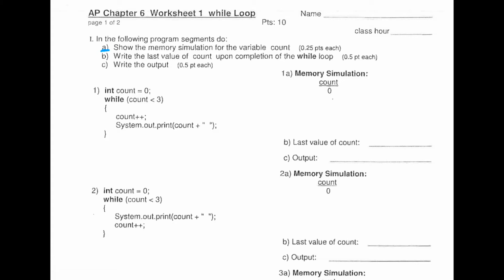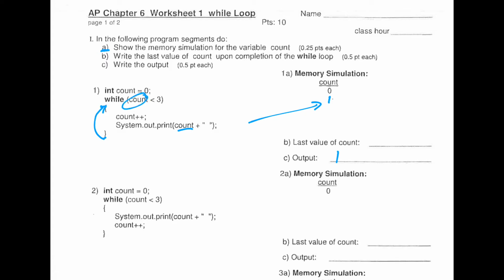So let's look at number 1, int count equals 0. So I'm going to start with 0 as I trace the code. And now I have to ask myself, is 0 less than 3? Yes, it is. So we're going to run the loop. Count is going to increase to 1, and then it wants me to print what count is currently. Well, I look at my memory simulation, and I see that count is at 1, so this is going to print the number 1. I get to the end of my loop, and so then I'm going to go back to my loop and check to see if I run it again.